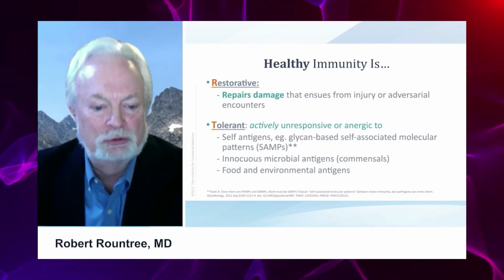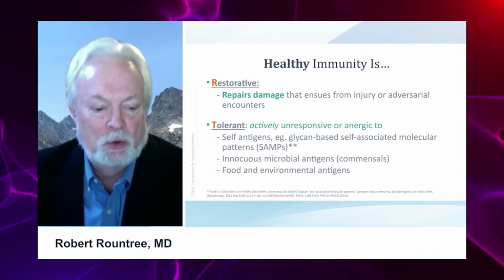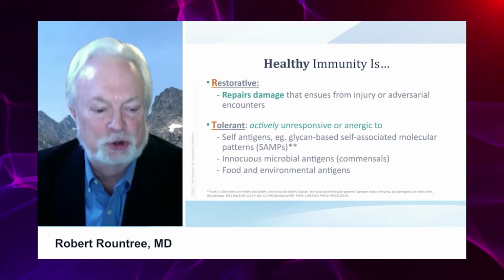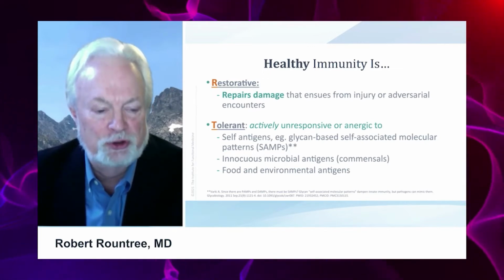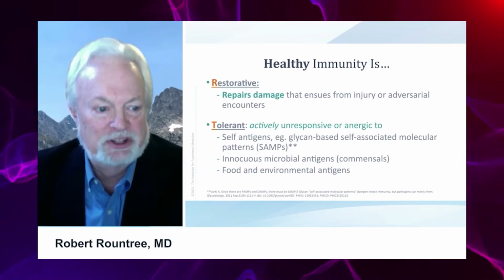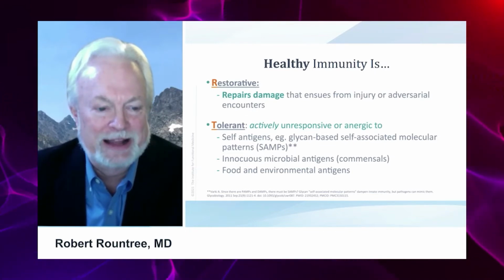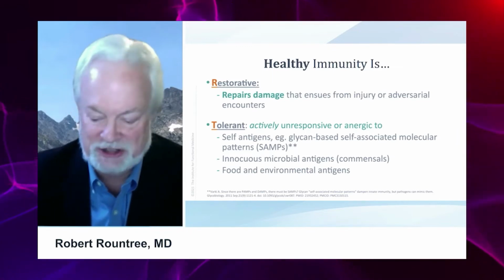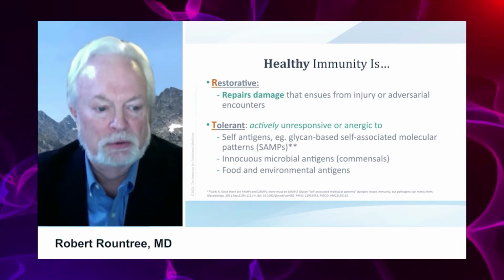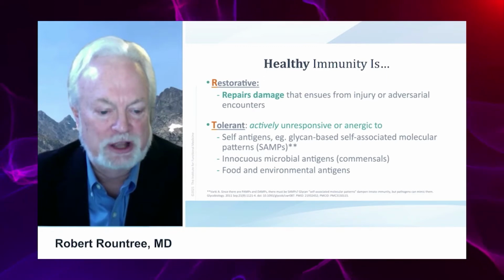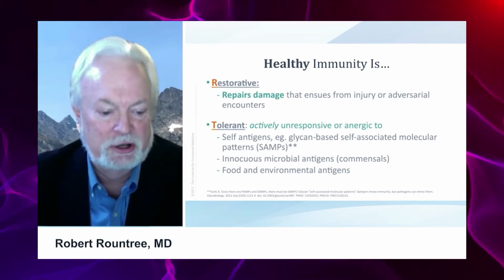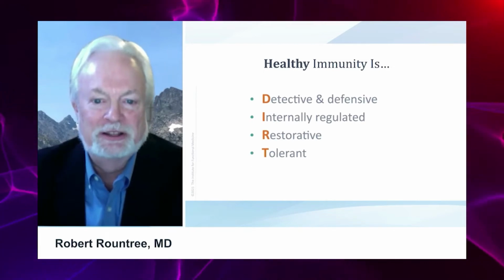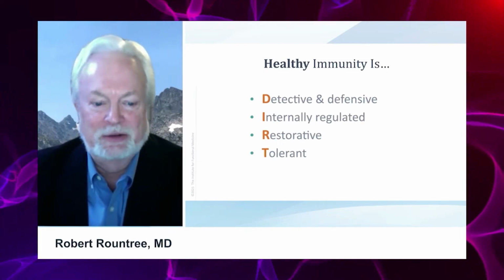That's tolerance. Tolerance is a really key phenomenon to understanding everything we're going to talk about throughout this whole module. Think about it. In the course of a lifetime, we literally ingest tons of food. Tons of food go through the GI tract. And we simply can't have an immune system that's reacting to all that food, or we'd be in trouble. Now, clearly that does happen in some people. They do start reacting to lots of foods, and that can cause serious ramifications for health. So you put all these together: detective, defensive, internally regulated, restorative, and tolerant.